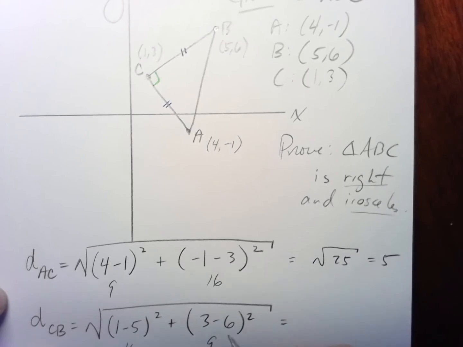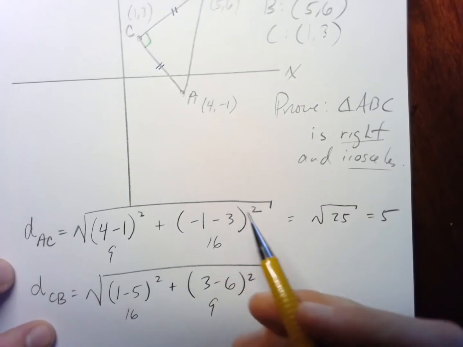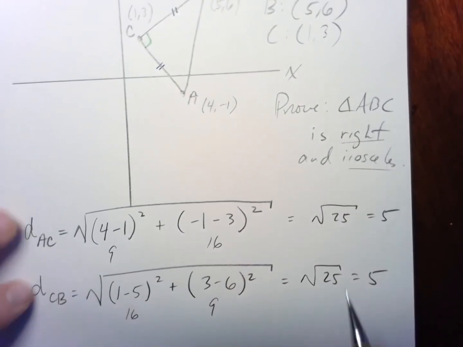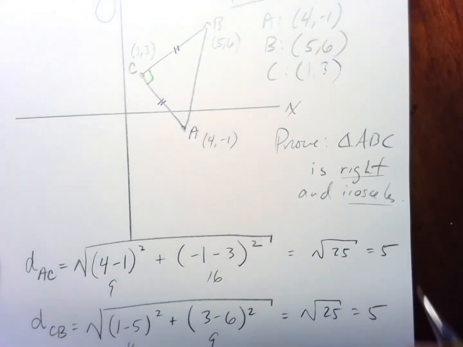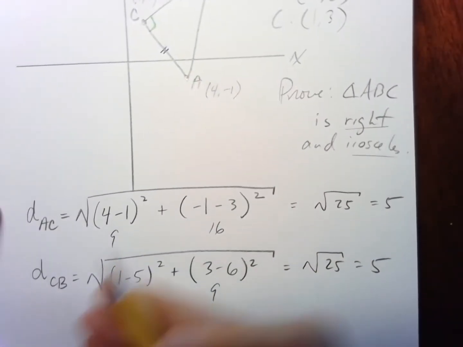And sure enough, I have the same thing. Oops, I'm off the page here, sorry. So I have the same thing. I have 16 and 9. So this is still the square root of 25, which is just 5. So I have confirmed that these two sides are congruent. So we have the isosceles part done. Now we just need to show the slope of these two.